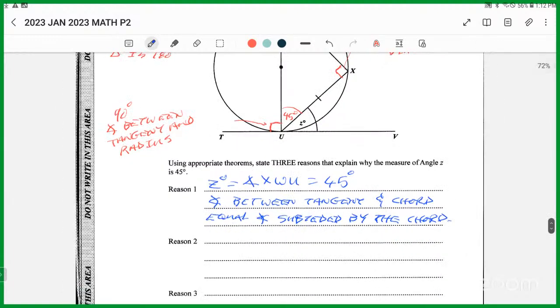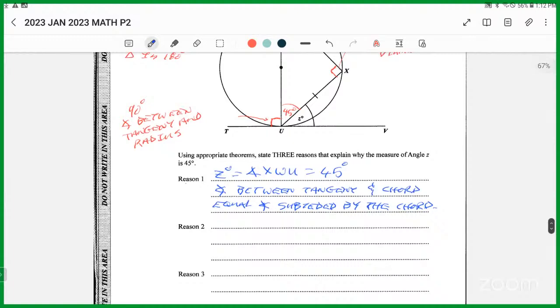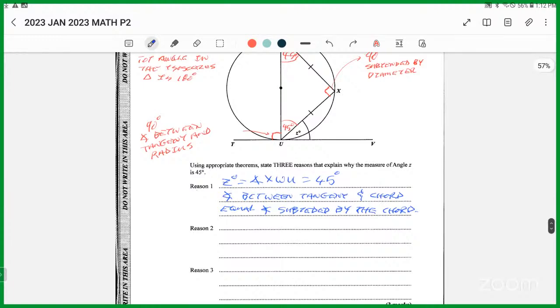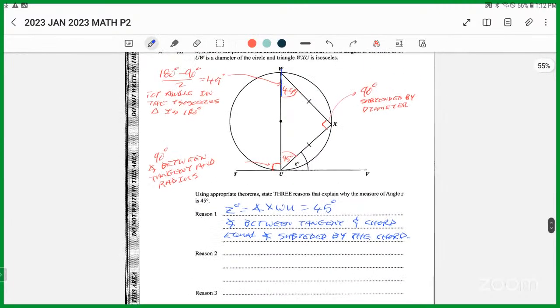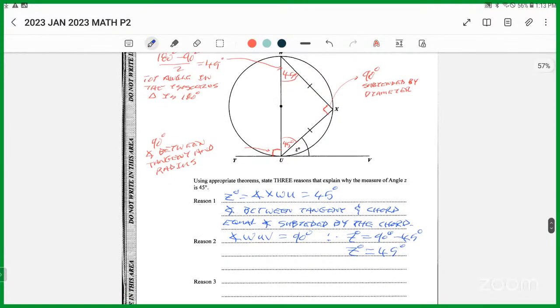The next reason: this angle is 90, so angle WUV is 90 degrees. Therefore Z is 90 minus 45, so Z is 45.